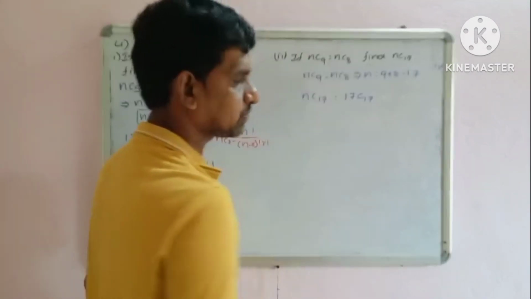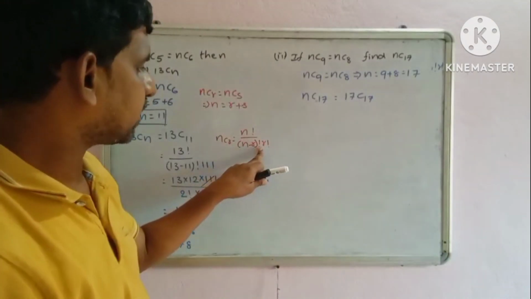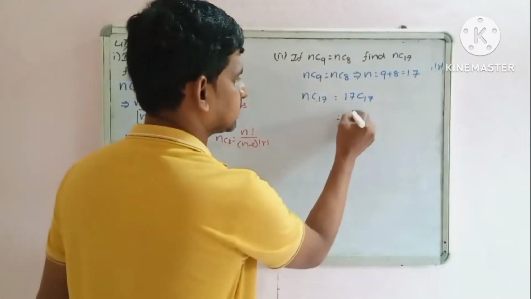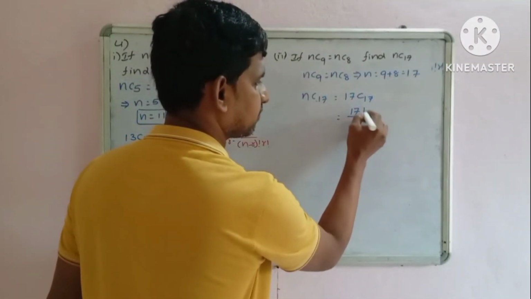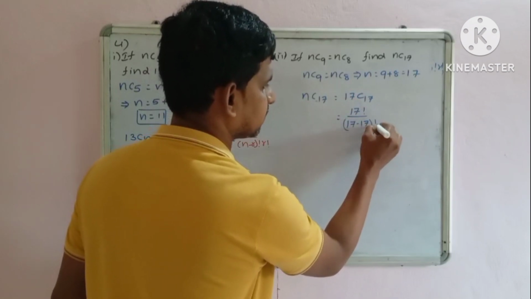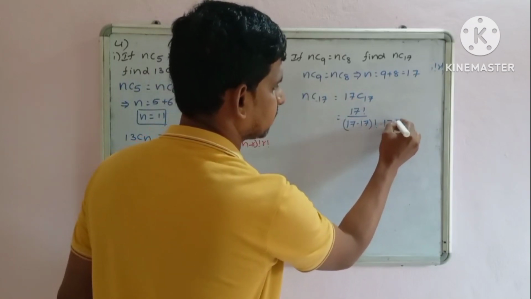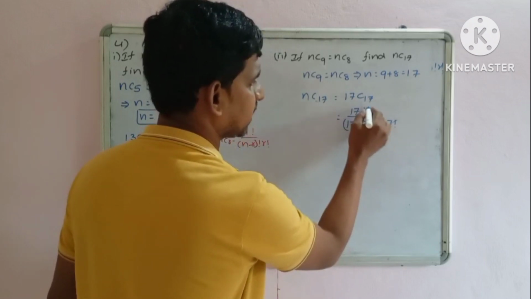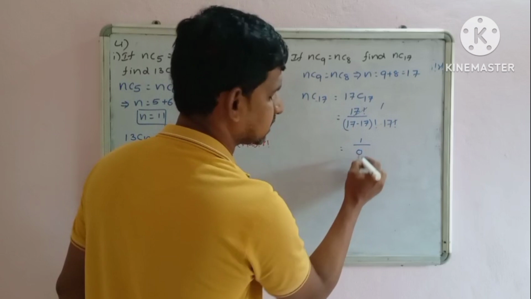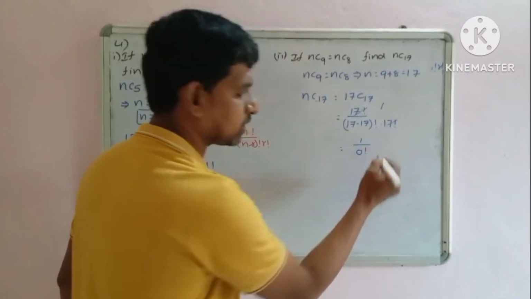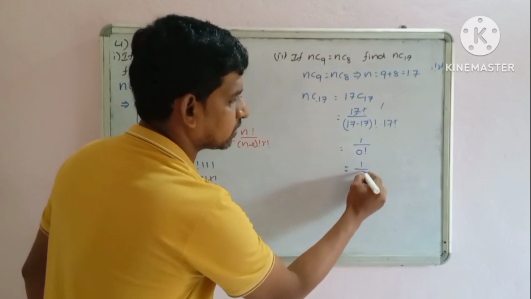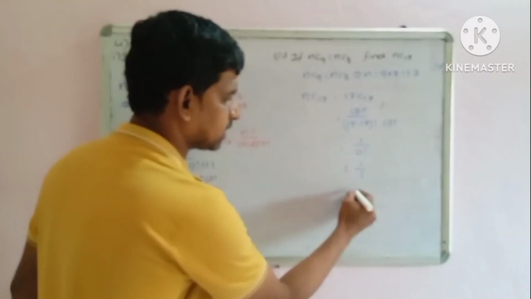17C17. Okay, nCr formula: n factorial by (n minus r) factorial into r factorial. So 17 factorial by (17 minus 17) factorial into 17 factorial. Okay, 17 factorial one time. So 1 by (17 minus 17 is 0) 0 factorial. So 1 by 0 factorial, value 1. 1 by 1 is 1.